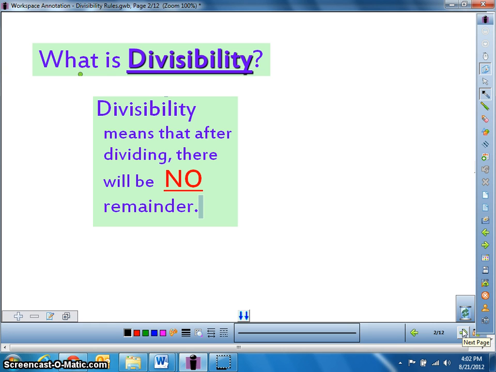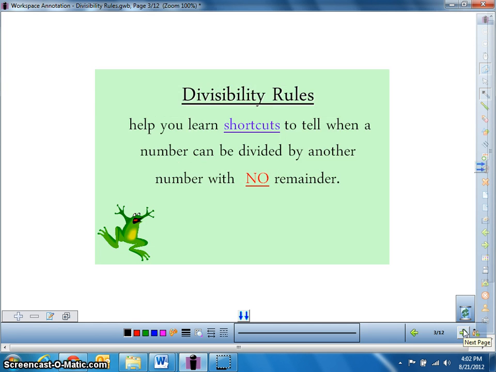Divisibility just means that after you divide something out, there's no remainder left. So in other words, it divides evenly in there. You're not going to have any leftovers, remainders, decimals, anything. It's going to be an even divide. So our divisibility rules, they're just shortcuts to tell when a number can be divided by another number where there's going to be no remainder.